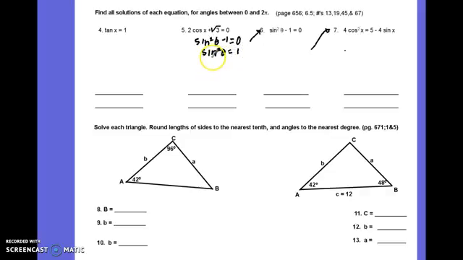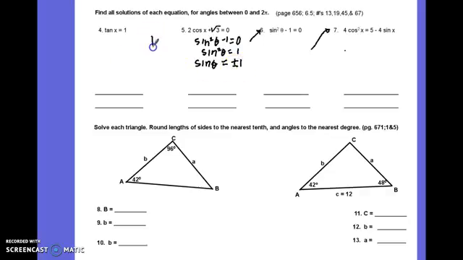And then, again, if you have x squared equals 1, you do what? Take the square root of both sides. So that will give you sine of theta equals plus or minus 1. So here's a question. Sine of what angle is 1? And sine of what angle is negative 1?